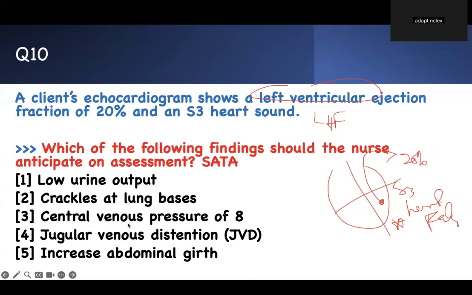This is a left-sided heart failure question, and you can see that 1 and 2 are mostly associated with left-sided heart failure. The 3, 4, 5: 4 and 5 are right-sided, and 3 is normal. So the answer choice is 1 and 2.